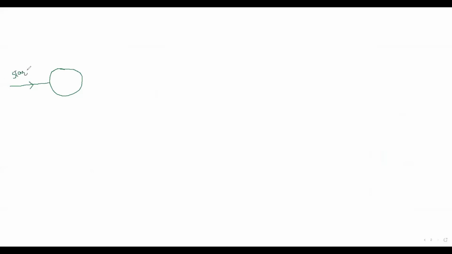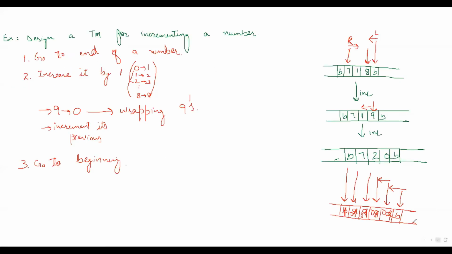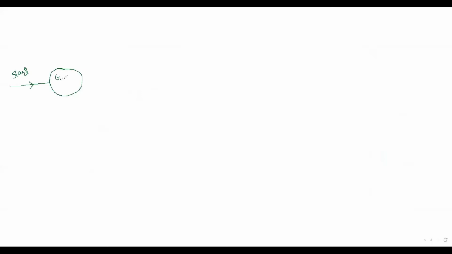So what is the name of this state? The job of this state, what is the first step? Go to end. So let's name it go to end. So how are we going to the end? Whatever comes, if it is 0, replace it with 0 and move right. If it is 1, replace it with 1, move right. Dash, dash, dash. If it is 9, replace it with 9 and move right. So end means we will encounter a blank. So if it is blank, replace it with blank and move left.